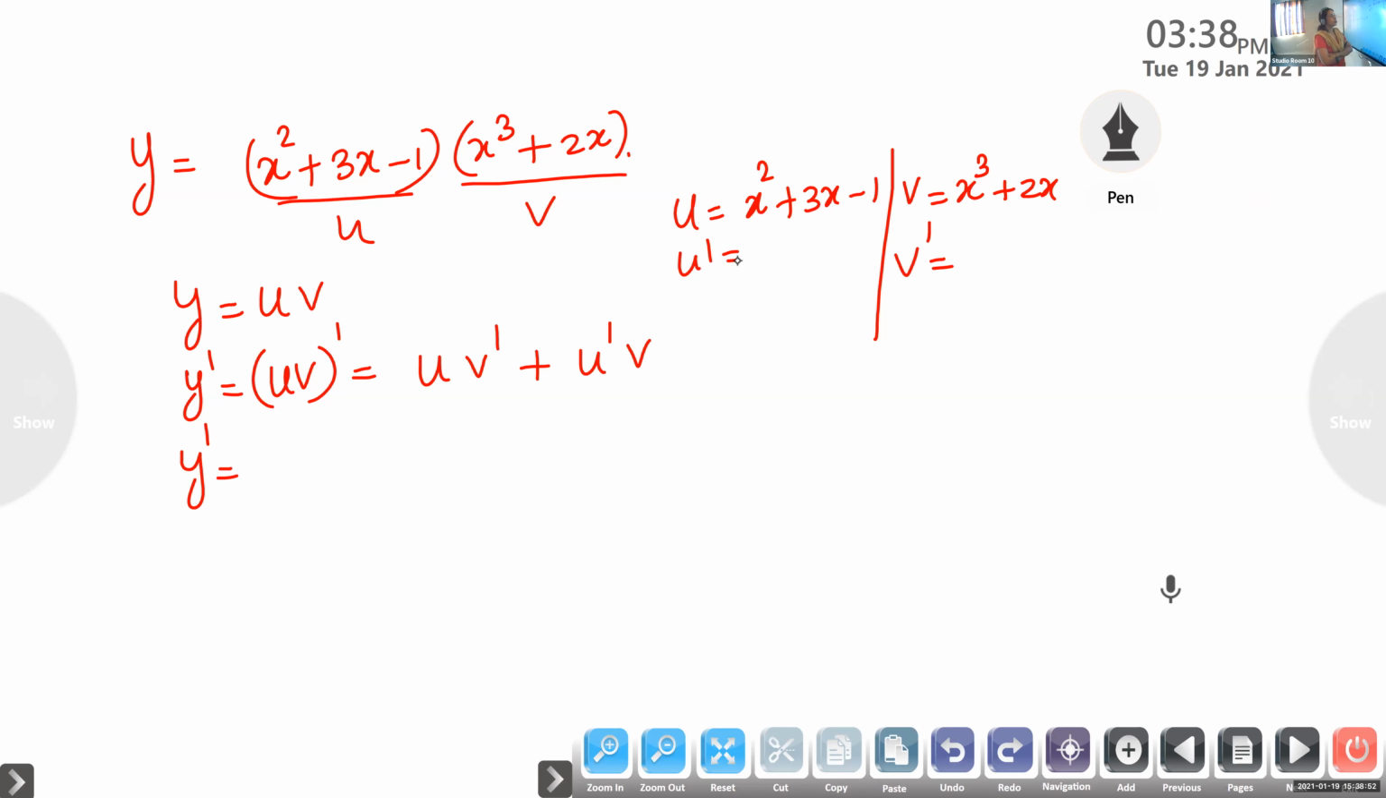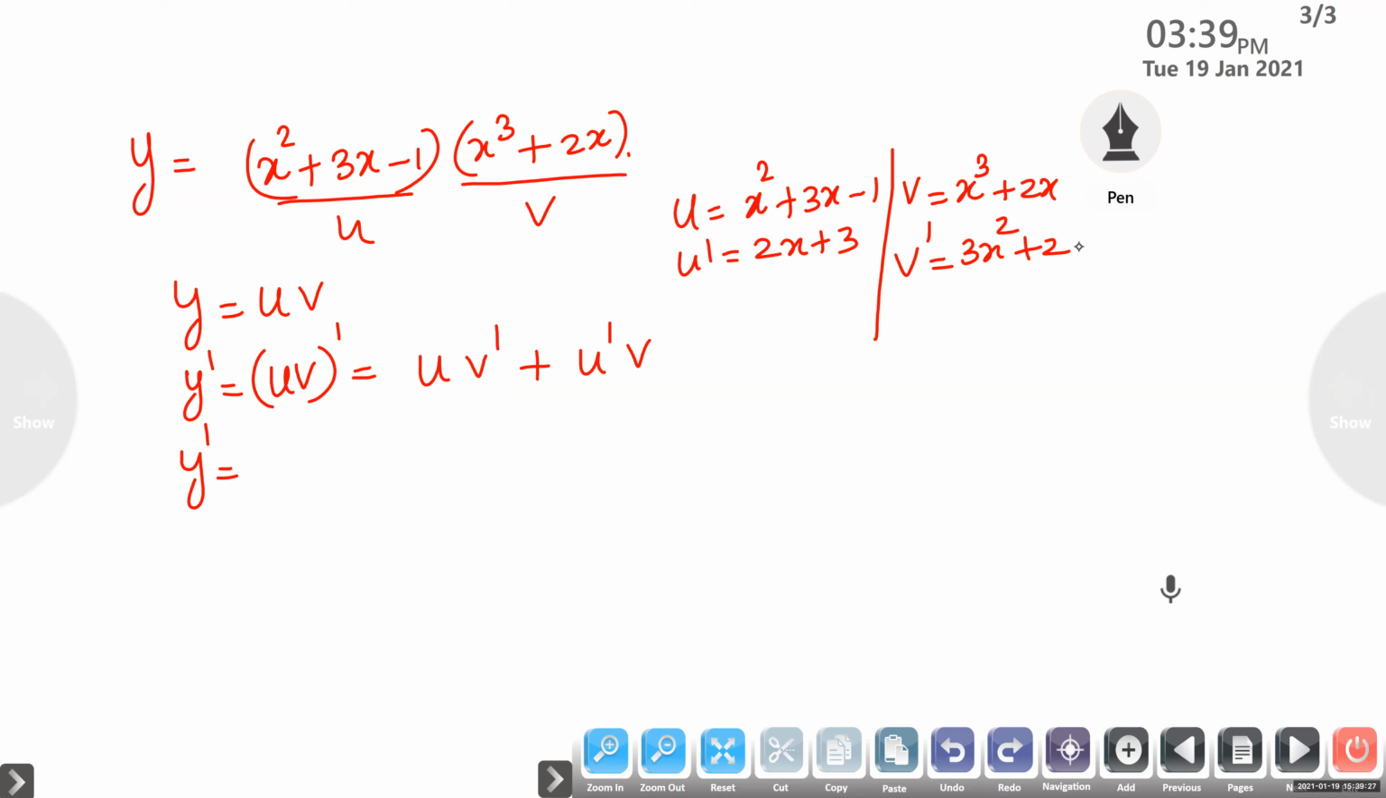So what is u dash? Aparna? Ma'am, I'm doing it. U dash is 2x plus 3. It is 2x plus 3. And what is v dash? 3x square plus 2. It is 3x square plus 2.